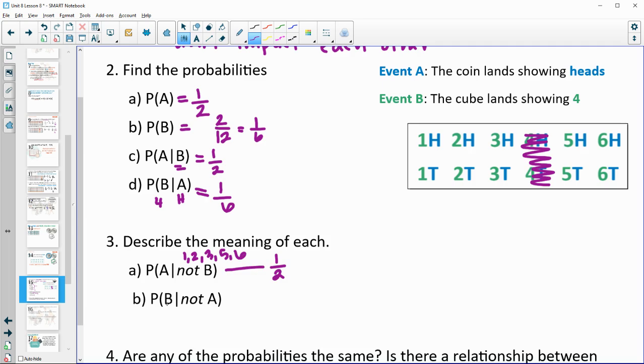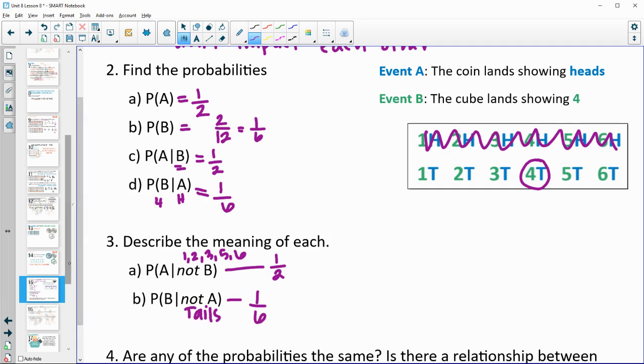What's the probability that it's a 4 given that it's not heads? And what does not heads mean? Not heads means tails. So now that we know that it's tails, we're not looking at any of the heads, we know we're reduced to these 6 options. What's the probability that it's a 4? Well, still 1 out of 6.